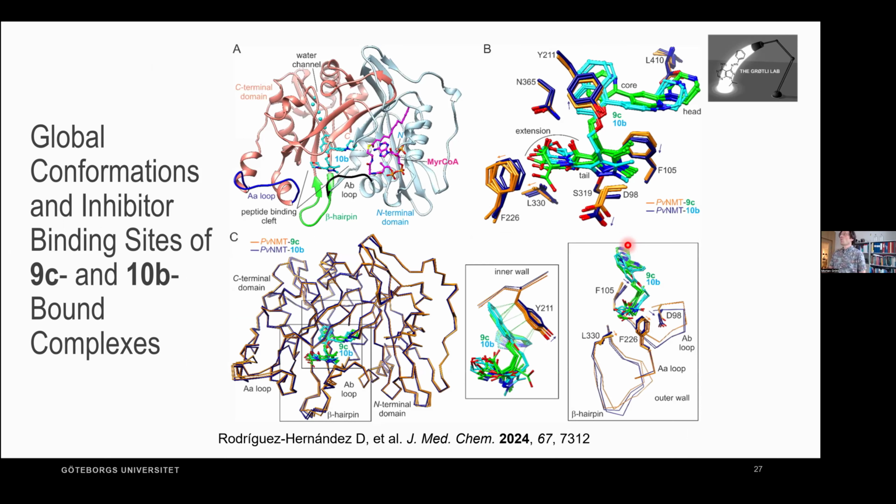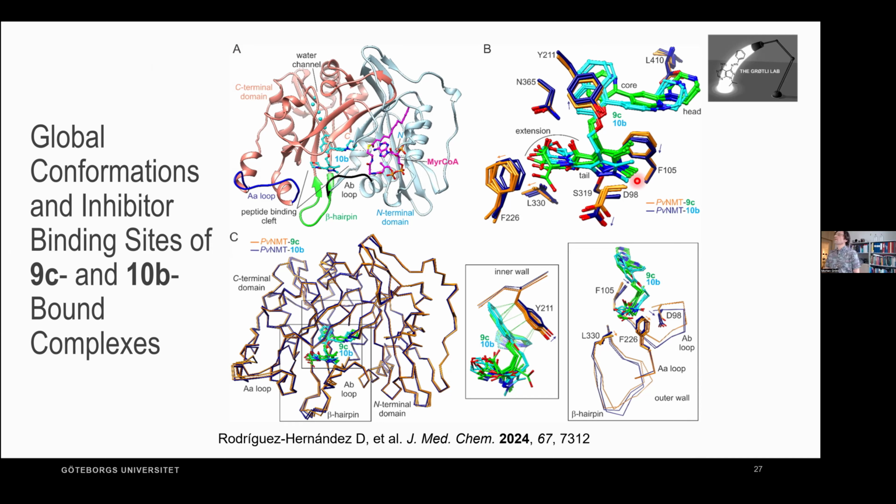And then we can ask, why is it like this then? Well, again, if you look in the A panel here, you see how the compound binds. This time we also illustrated that there are some dots sticking up here, which is a water channel. And the myristoyl coenzyme A is binding over here. So the binding site you see for these compounds is the same binding site as we had for the previous series of compounds. That's nothing new.